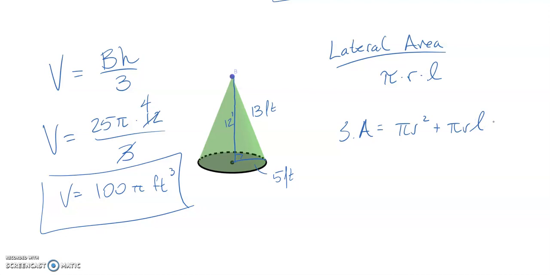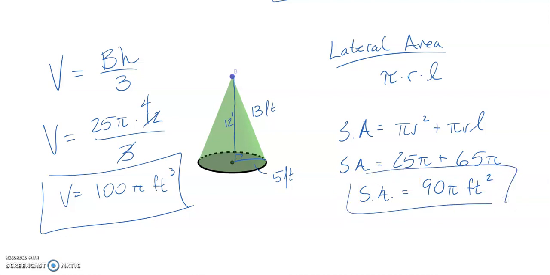So putting the numbers for this specific cone into that formula, the surface area is going to be equal to the area of the base, which is 25 pi, plus the lateral area, which is pi r L, so 13 times 5, 65, so 65 pi. These are like terms, so we can add them up. Our surface area is going to be 90 pi feet squared.